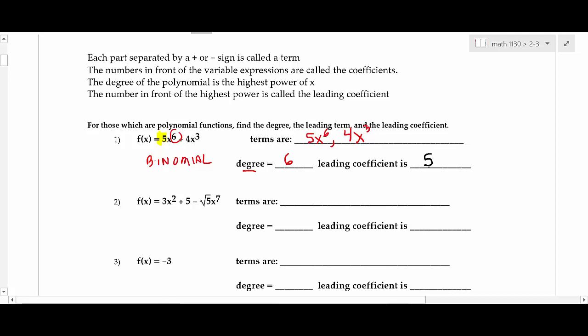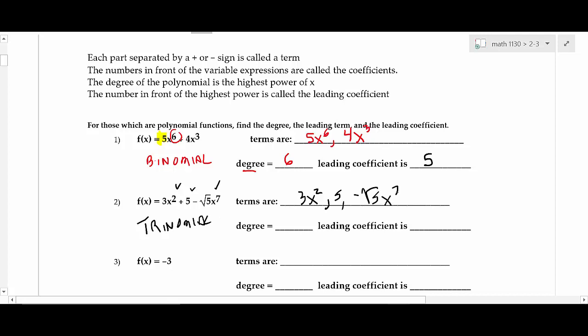Is that a polynomial? Yeah, it doesn't matter if there's a square root there. Sometimes students think that would cause a problem. The thing is, you've got whole number powers of x. This time it's 3 terms, so that's a trinomial. The terms are 3x squared, 5, and negative root 5 x to the 7th, like that.